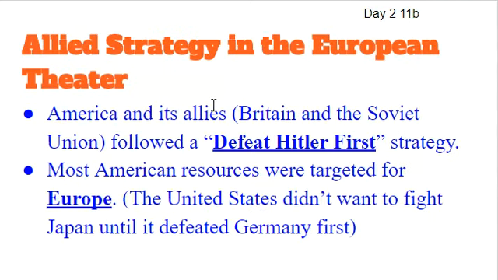And here's the Allied strategy in the European theater. America and its allies, Britain and the Soviet Union, followed a defeat Hitler first strategy. So they wanted to defeat Hitler in Germany first. And most American resources were targeted for Europe. So all this means is the United States didn't want to fight Japan until it defeated Germany first.